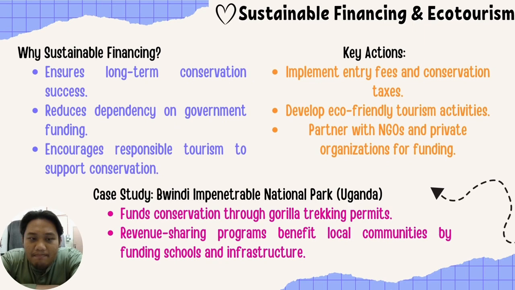Bwindi Impenetrable National Park in Uganda funds conservation through gorilla trekking permits. Revenue sharing programs benefit local communities by funding schools and infrastructure, according to the case study on Bwindi Impenetrable National Park.